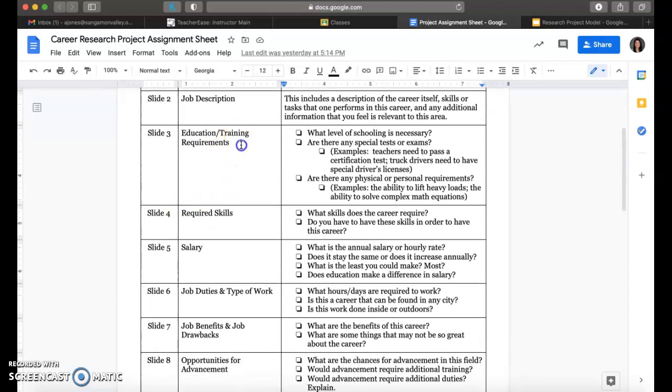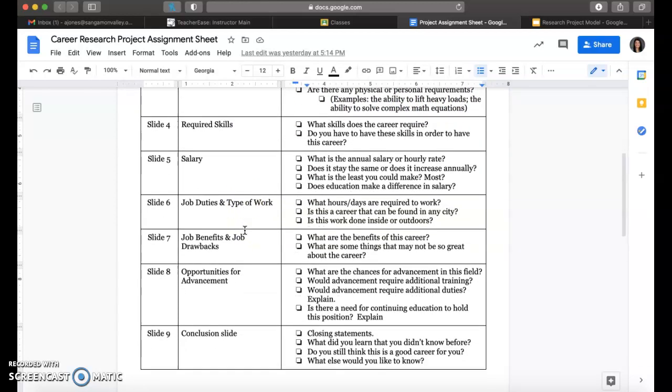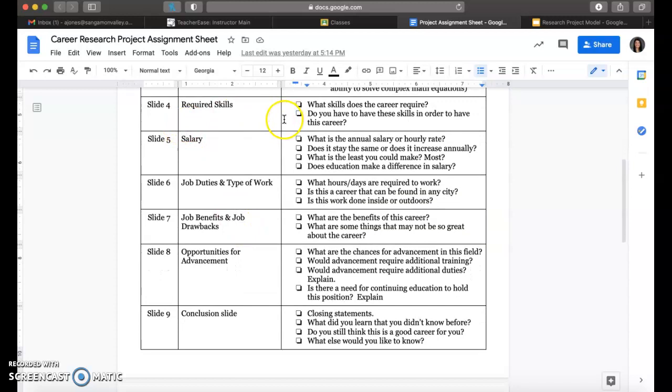Slide 3 will cover your education and training requirements. So talk about what level of schooling is necessary, are there any special tests or exams you'll need to pass, and are there any physical or personal requirements. Slide 4 will be required skills. So what skills does the career require, and do you have these skills? Do you have to have these skills in order to have this career?